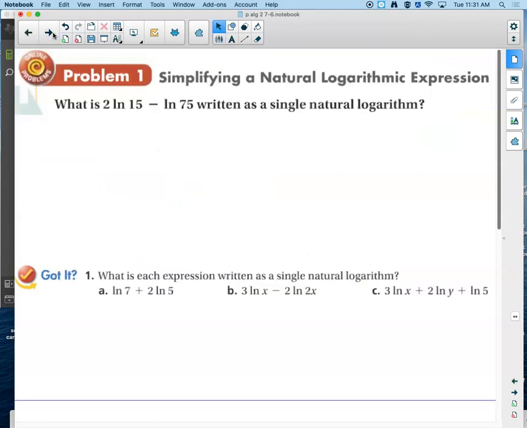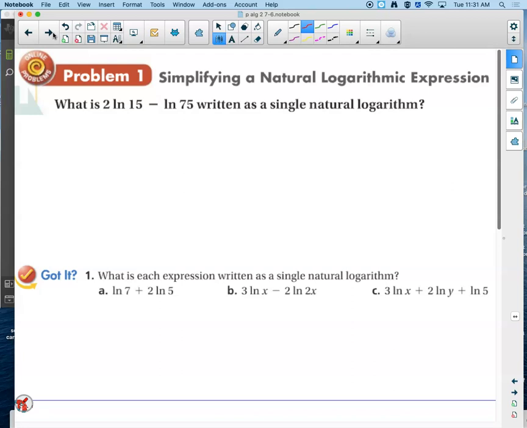All right. Like I said, the great part of this is we're going to review a lot of skills that we need when we take the test next Monday, because a lot of this works exactly the same as the other logarithms we've done. So, simplifying a natural logarithmic expression: what is 2 natural log of 15 minus natural log of 75 written as a single natural logarithm? I'm going to remind you, most books just say condense. Yours always says write as a single log.